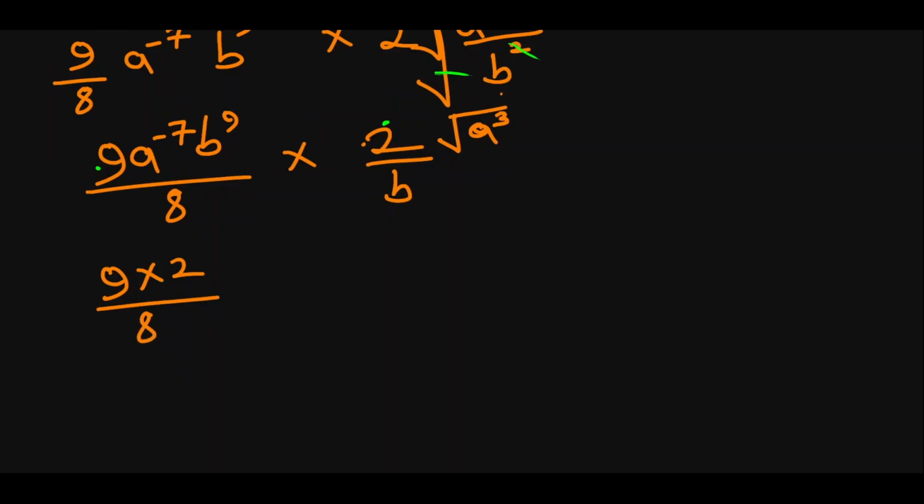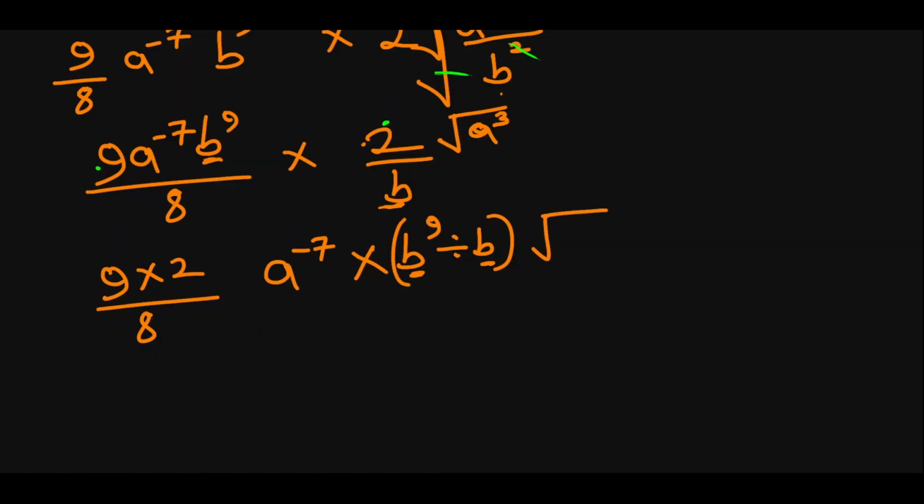Then we want to group the a now. A to the power of minus 7, root a raised to power 3 cannot join it because remember, the inner part of the root is sacred. Then we have times b to the power of 9 divided by b, which is this b here. This b to the power of 9 is this b here, b to the power of 9 here.